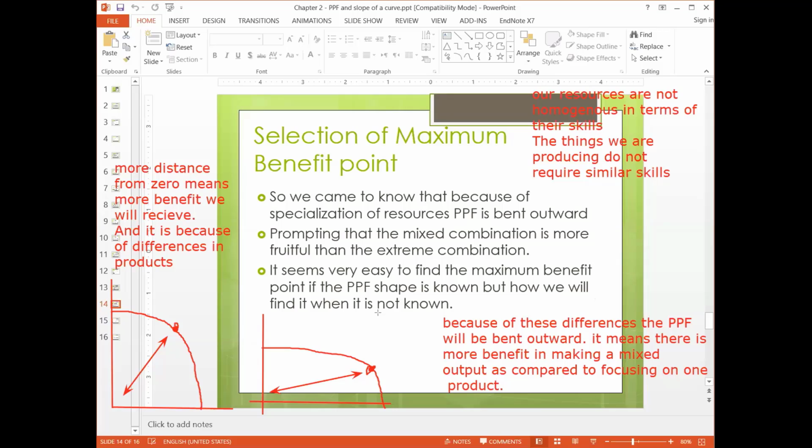But how will we find it when it is unknown? In real life, we don't know the exact shape of it. So today we are doing an activity, and in that way we will discuss how a PPF shape is defined in real life. Suppose you are starting your own business and you have to decide that you can produce two goods. How much to produce of A and how much of B? This activity will help you find the optimal point where you can allocate your resources, where you have the highest possible benefit. So let me open up the next slide.